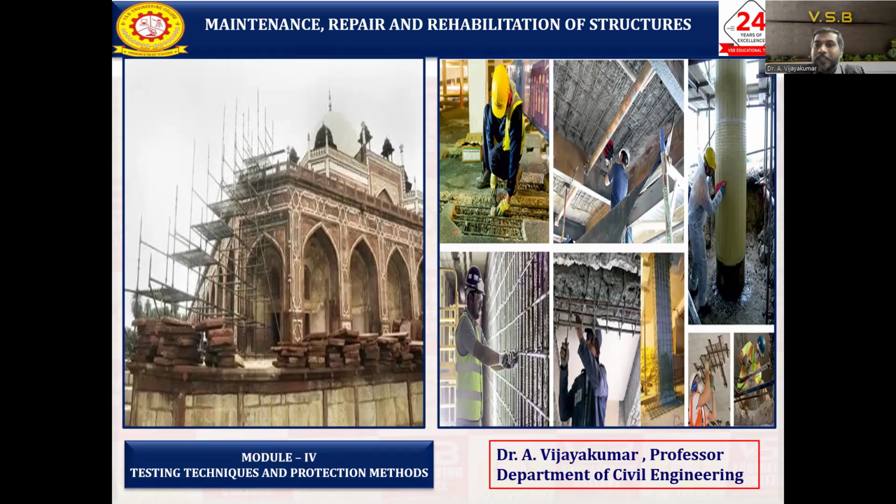Examples of destructive techniques are compression testing, tension, and flexure. In these, we break the structure. That is called destructive techniques. Without damaging the structure, we can assess its condition and quality. That is called non-destructive techniques. And the third one is semi-destructive, where we partially disturb the structure. That is called semi-destructive techniques.